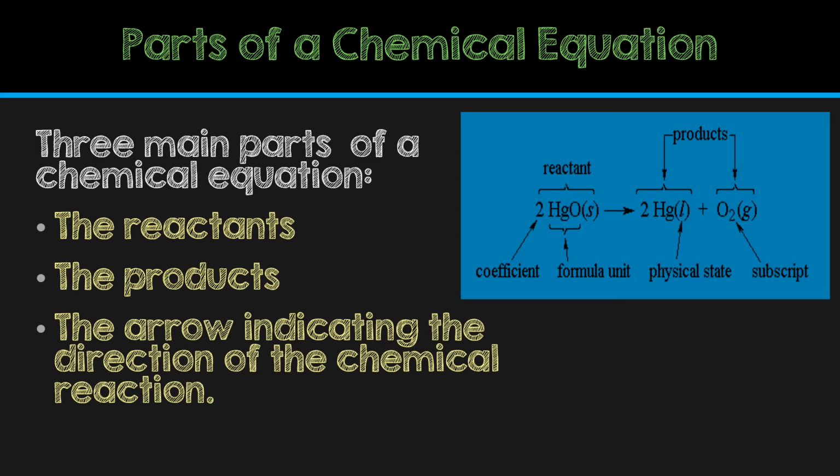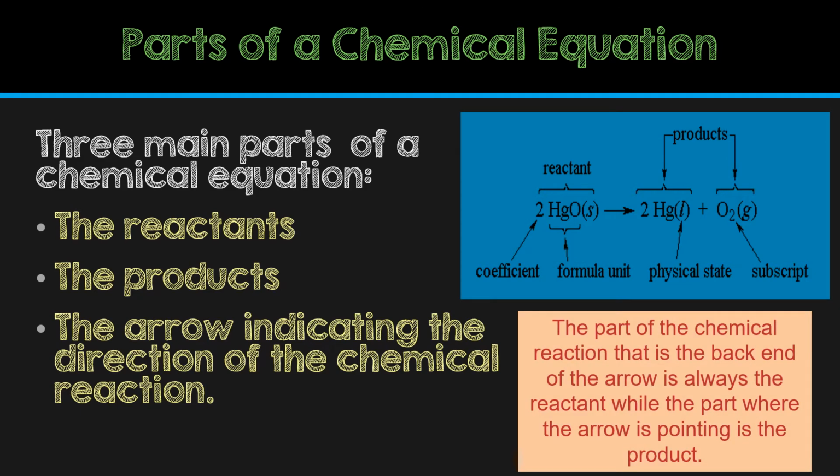The third part of our chemical equation is called the yield sign or the arrow that indicates the direction of the chemical reaction. The part of the chemical reaction that is at the back end of the arrow is always the reactant, while the part where the arrow is pointing is called the product. Ang yield sign ay maaaring tumuro sa kaliwa at sa kanang direction ng equation, subalit lagi lang nating tatandaan na kung nasaan ang turo ng ating arrow, yon ang ating product.